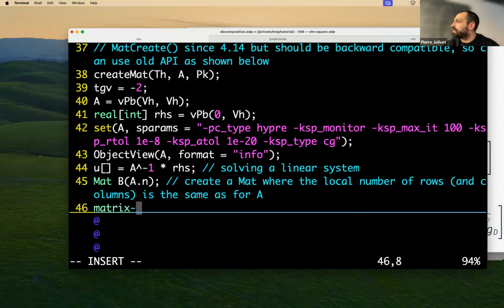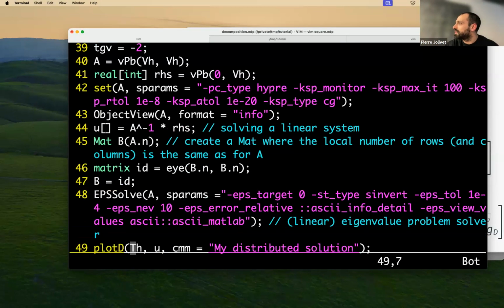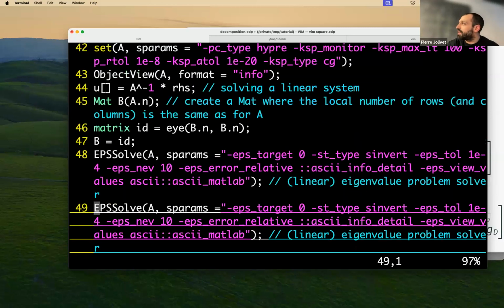So again, we can use the new MATLAB-like syntax, matrix AID equal identity of B.N, and then I can put the free-form matrix inside the PETSc matrix using the notation B equal identity. Now I will just duplicate my EPS solve, but now I not only need to supply my A matrix, the left-hand side of the generalized eigenvalue problem, but I also need to supply the right-hand side. I do this with A, comma, B.